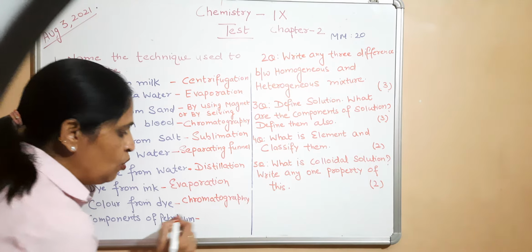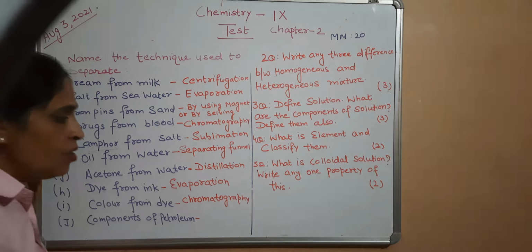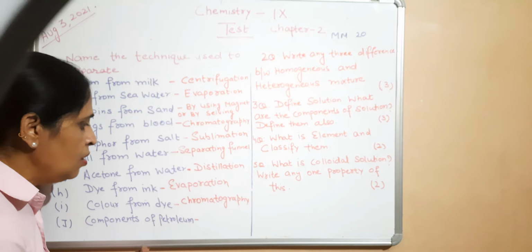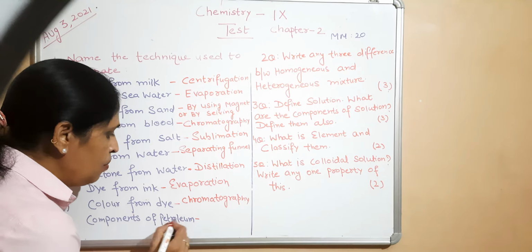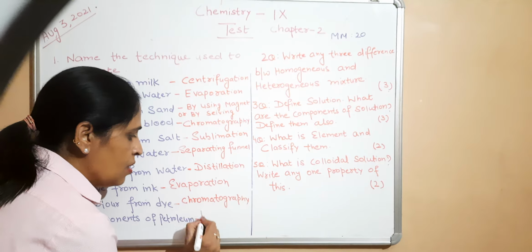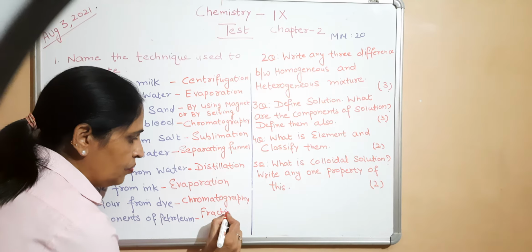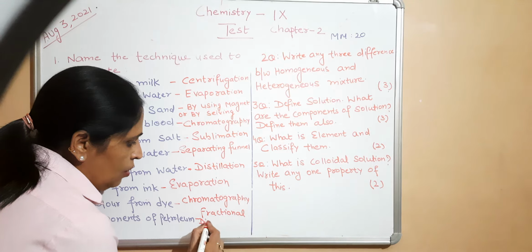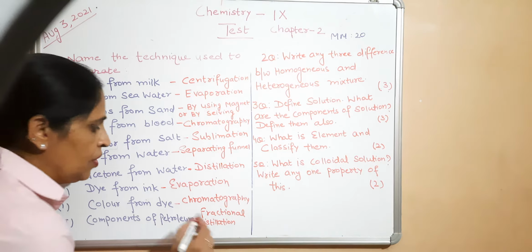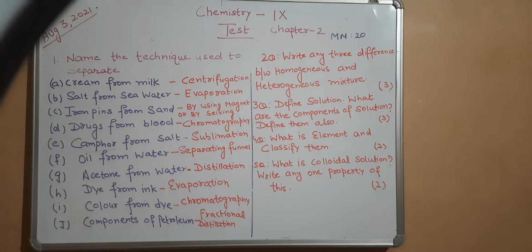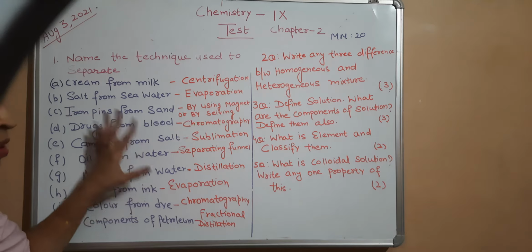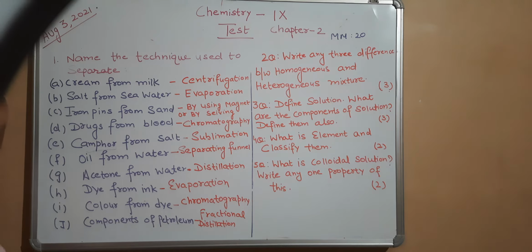Components of petroleum. Petroleum contains many things like kerosene, LPG, diesel and paraffin wax. All these are present in the petroleum. And how can we separate these components? By the fractional distillation method, because their boiling point difference is less than 25 Kelvin. So the miscible liquids having a difference in boiling point of less than 25 Kelvin are separated by the fractional distillation method. Okay, I think you got it, and you have to memorize these also.